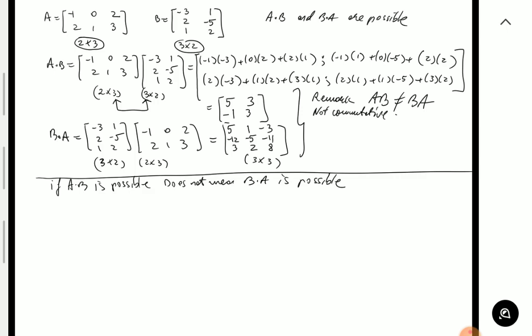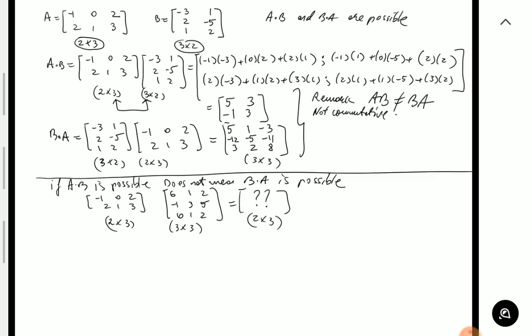So here's an example. We could have, let's say, again, a 2 by 3 matrix, minus 1, 0, 2, 2, 1, 3. I can combine this with any matrix that has 3 rows. So let's say I have 3 rows and 3 columns: 6, 1, 2, minus 1, 3, 5, 0, 1, 2. So this is 2 by 3 times 3 by 3, and the answer is going to be a 2 by 3 matrix. I'm not going to compute it. Try to do it on your own as an example.